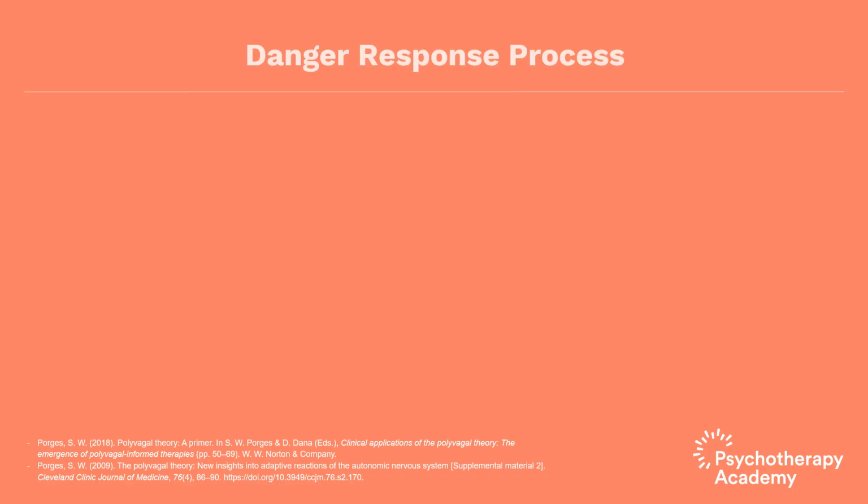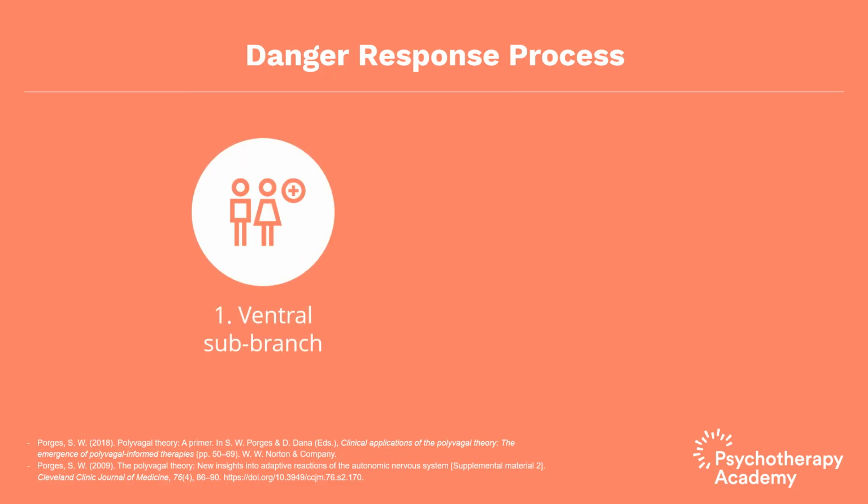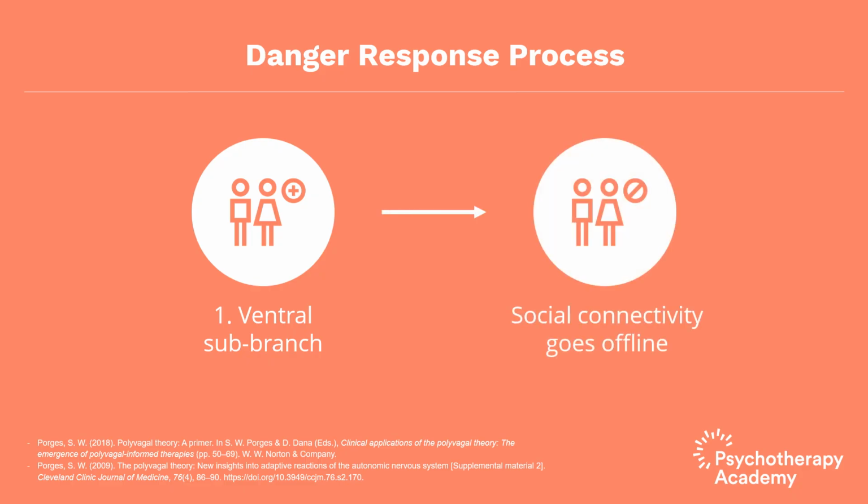When there is danger, the different branches of the autonomic nervous system are affected in a very specific order. First of all, when there's danger or crisis, the first part of the nervous system to be affected is the ventral sub-branch of the parasympathetic nervous system. Remember, that's the part that's responsible for social engagement. In other words, when we are in the presence of danger or crisis, the first thing that happens is our social connectivity goes offline. Our ability to smile, laugh, connect with other people, etc.